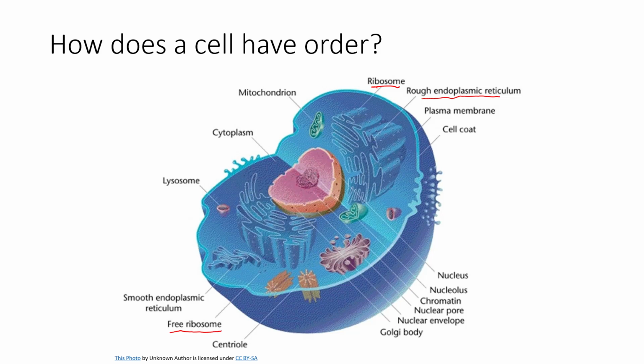So that kind of ties into the function of the rough endoplasmic reticulum. The rough endoplasmic reticulum is going to produce proteins that are going to be shipped out of the cell or to the cell's surface. The plasma membrane is the outer boundary of the cell. The plasma membrane is made up of a phospholipid bilayer.